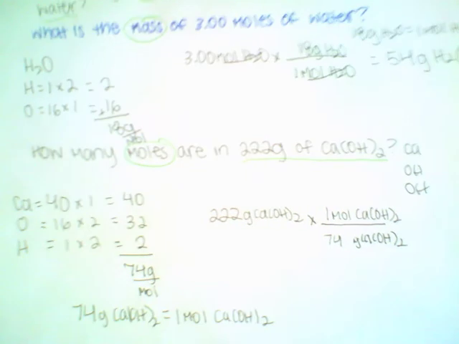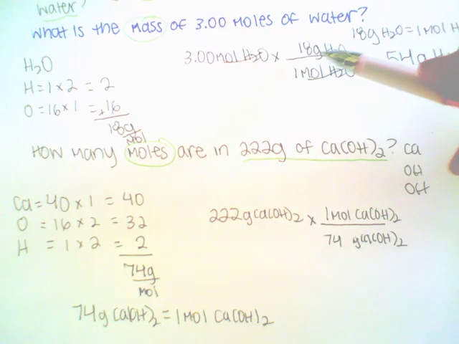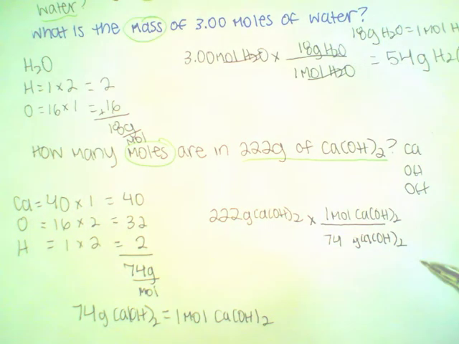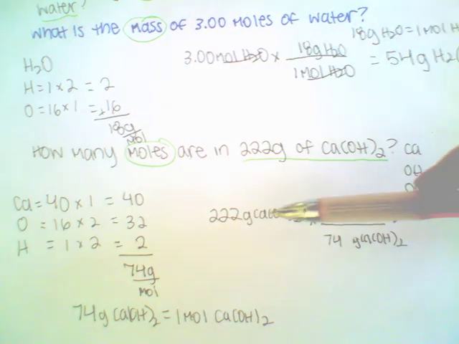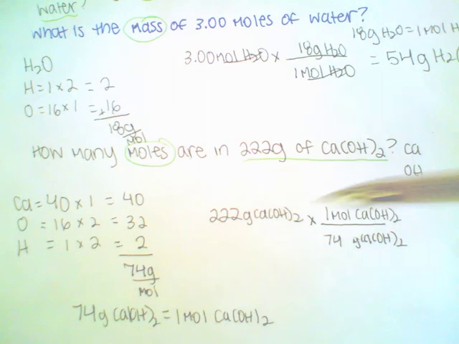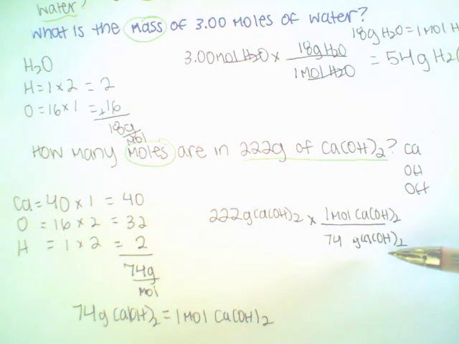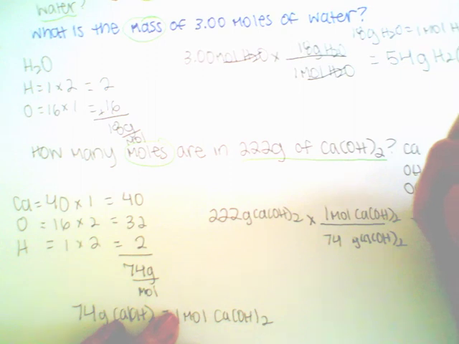Notice, in the first example, I put the mass on the top. In the second example, the mass went on the bottom. The way you decide which goes on the top and which goes on the bottom is based on your given information. In this case, I was given the mass and I was asked to find moles. We know that every 74 grams of CaOH2 is equal to 1 mole of CaOH2, or calcium hydroxide.